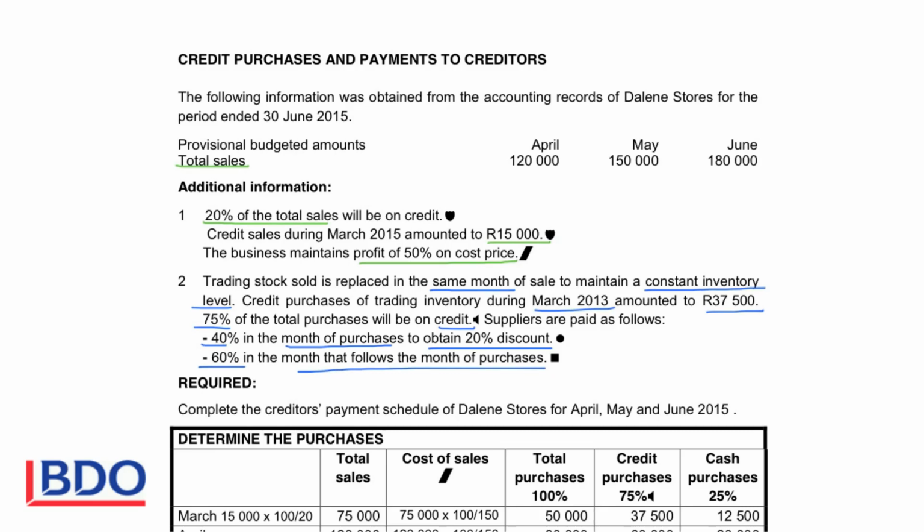It is very important to determine how much will be paid in the month that you bought the goods. So remember that figure, because we're going to do this calculation now. 40% to obtain 20%. And the month following the purchases will be 60%. So we will first do the calculation to determine how much do we buy. And remember that the profit on cost price is 50%.